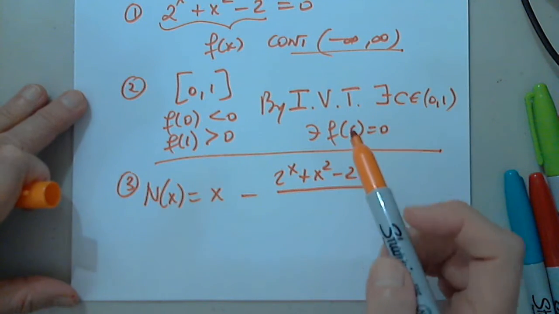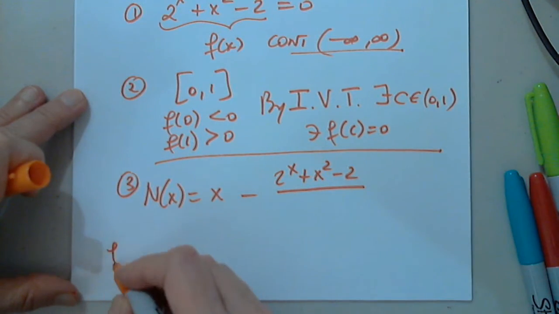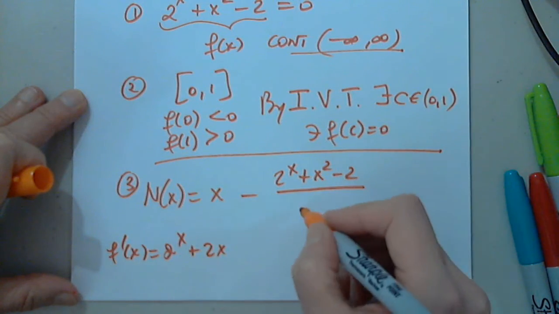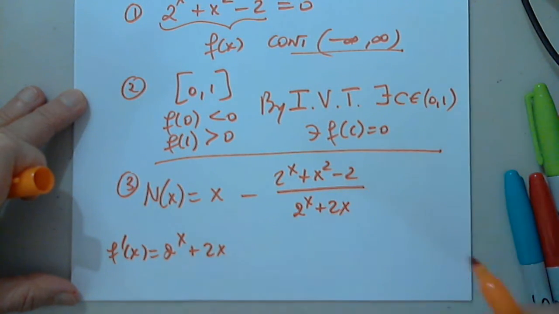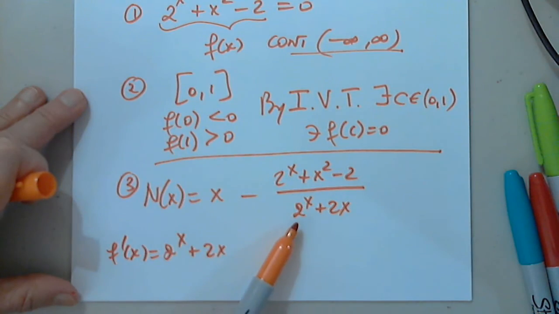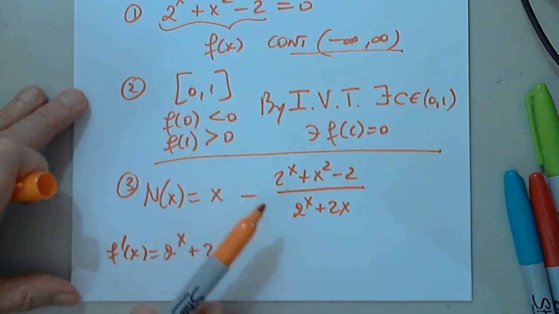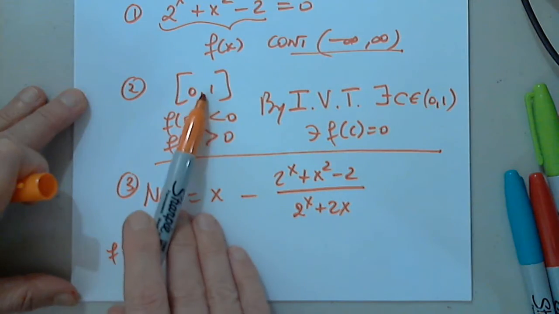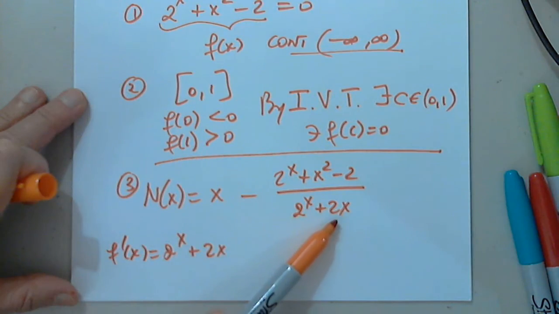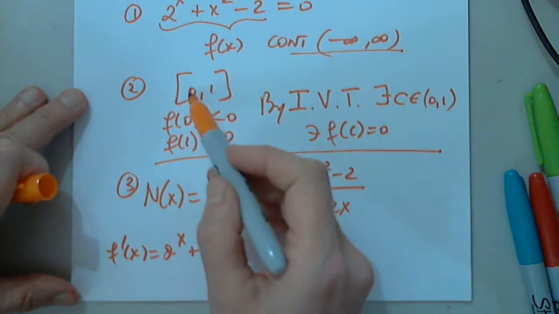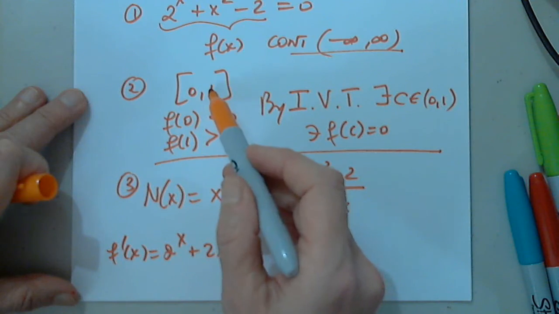So divided by the derivative. So let me write the derivative here, which is 2 to the x plus 2x. And now we have to decide if we want to start with 0 or 1. Both of them work. How come? This is 1 plus 0, so this is 1. If you want to start at 1, this will be 2 plus 2, which is 4. So the derivative is not 0 at either point.